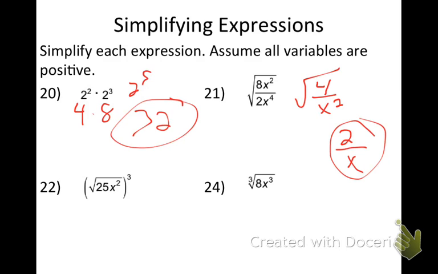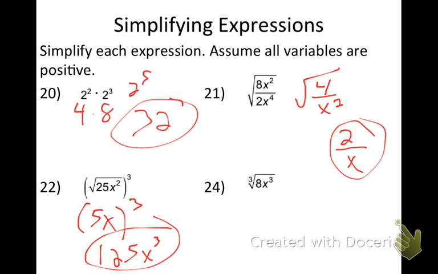22. The square root of 25x squared, all raised to the 3rd power. Again, take it step by step. Square root of 25 is 5. The square root of x squared is x. And I take that all to the 3rd power. 5 to the 3rd power is then 125. So I end up with 125x to the 3rd power.